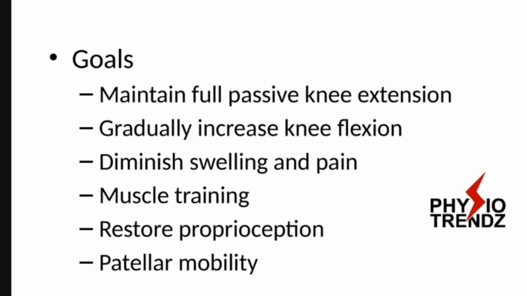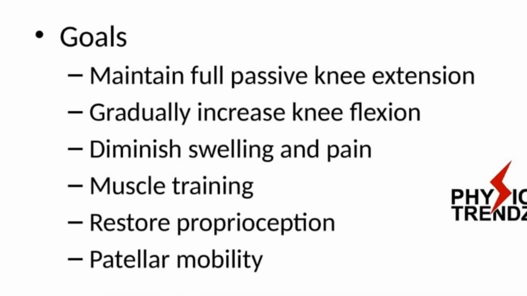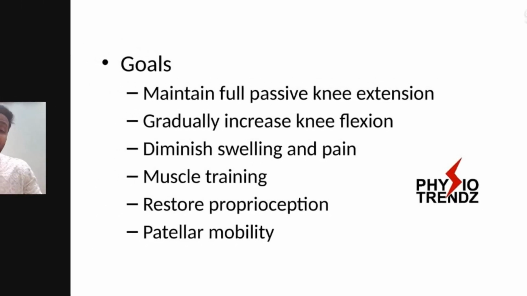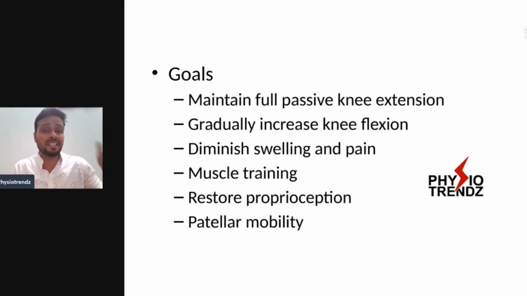Goals over here are maintaining full passive knee extension and gradually increasing knee flexion. If you remember, in phase 1 we had achieved 0 to 100 degrees of flexion. Now we have to try increasing the flexion range. Diminishing swelling and pain, muscle training, restoring proprioception and patellar mobility are goals for the second phase of the accelerated ACL rehab protocol.